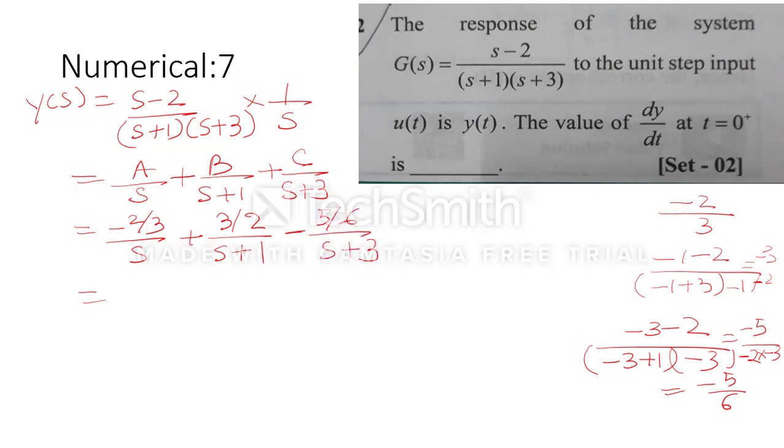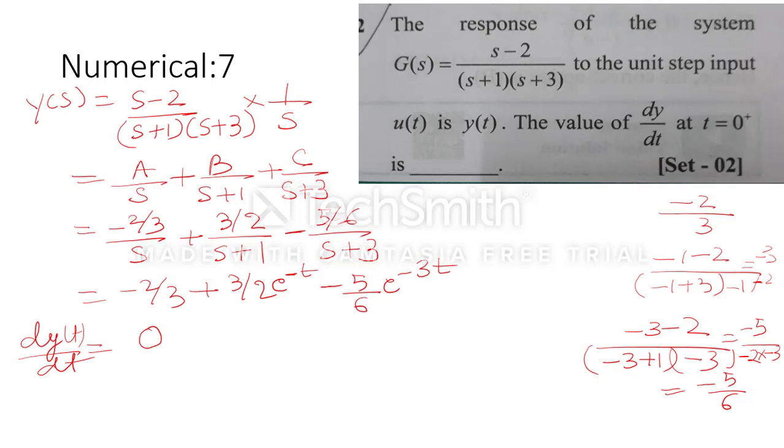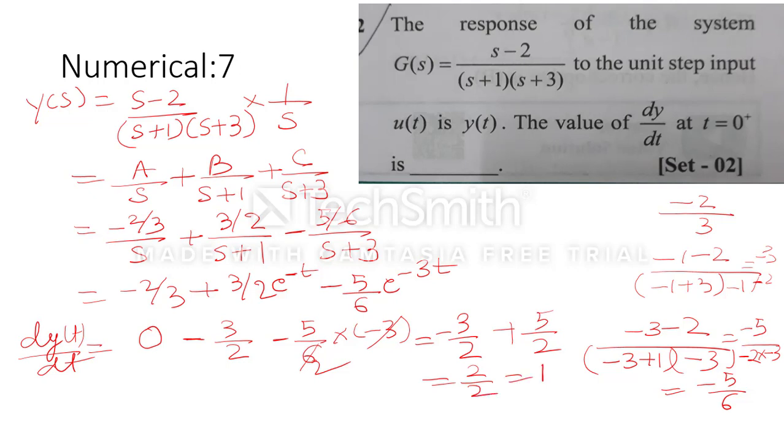When we take the inverse, we will get minus 2 by 3, plus 3 by 2 e to the power minus t, and minus 5 by 6 e to the power minus 3t. Now we have to differentiate it and put t equal to 0. The constant's differentiation is 0, and the next term gives minus 3 by 2 with e to the power minus t equal to 1 at t equal to 0. Then minus 5 by 6 is there and minus 3 gets multiplied, and it will become 1. So we will get minus 3 by 2 and minus minus plus, and 3 twos are 6, so 5 by 2. So it will become 2 by 2, that is 1. So the answer will be 1.